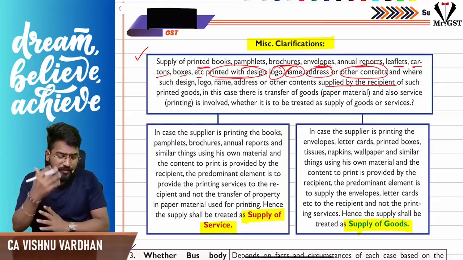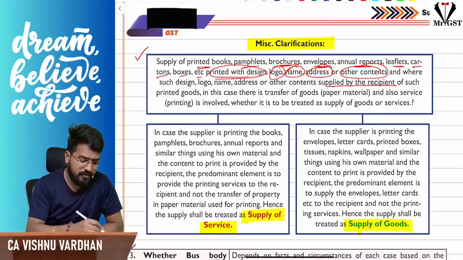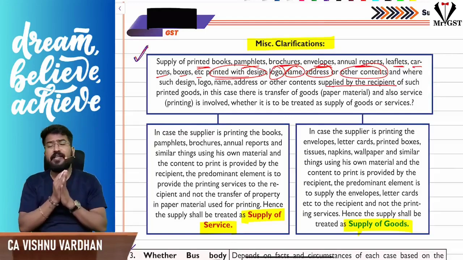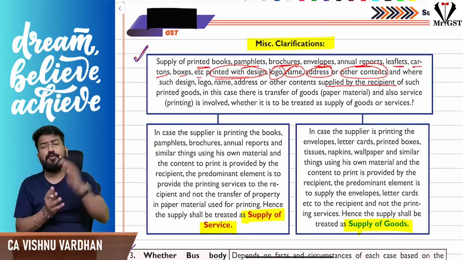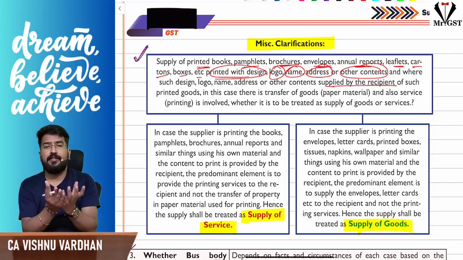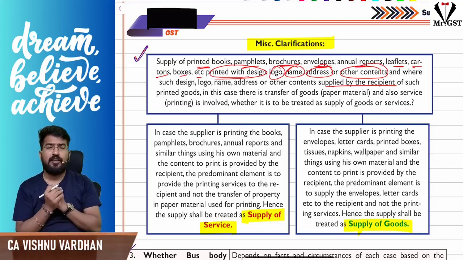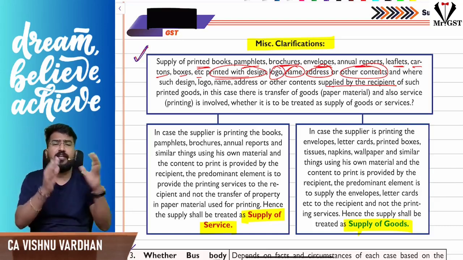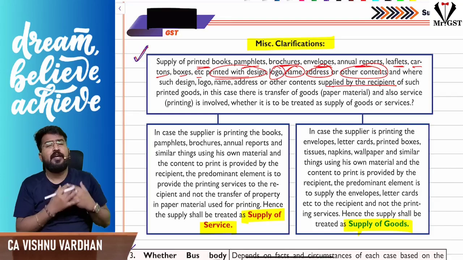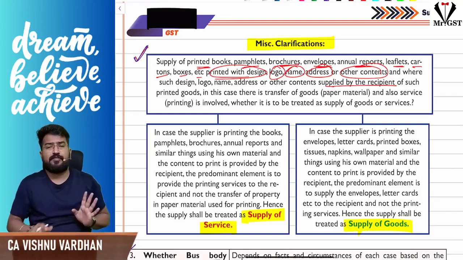Now there are some other miscellaneous clarifications here. The first one is regarding printing activities. For example, I have prepared a book and I am going to the printer and giving him the content, the soft copy of the book, for printing and giving it to me. He is printing, let us assume, 1000 books and giving them to me. Is he giving me a supply of goods or a supply of service?